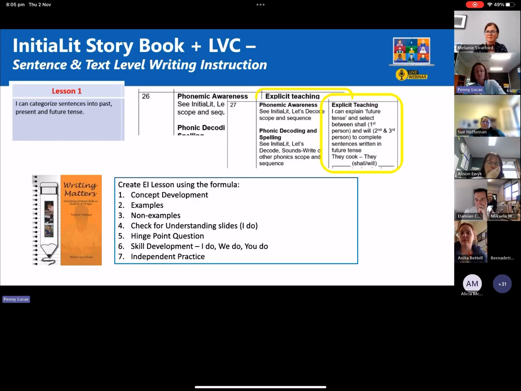Hinge point question. Trying to be good. Somebody's just got their mic on. If you could just mute yourself, please.